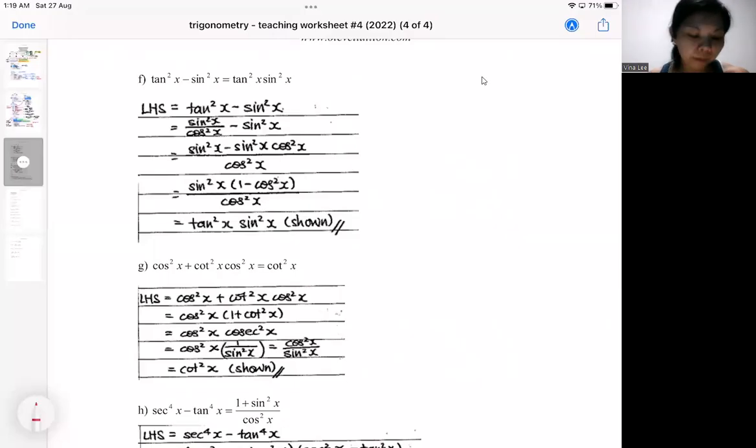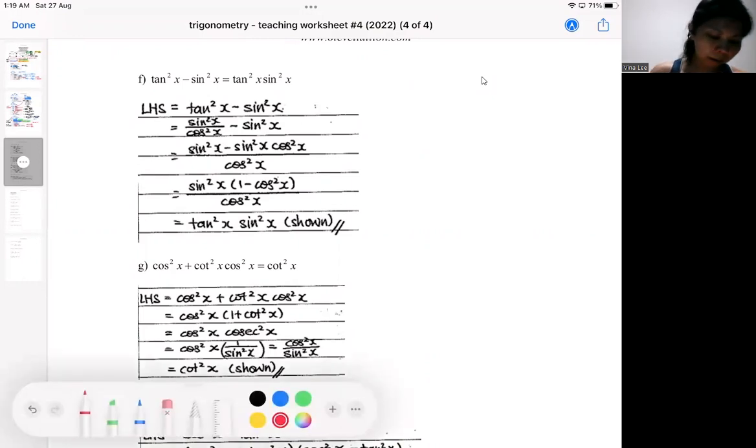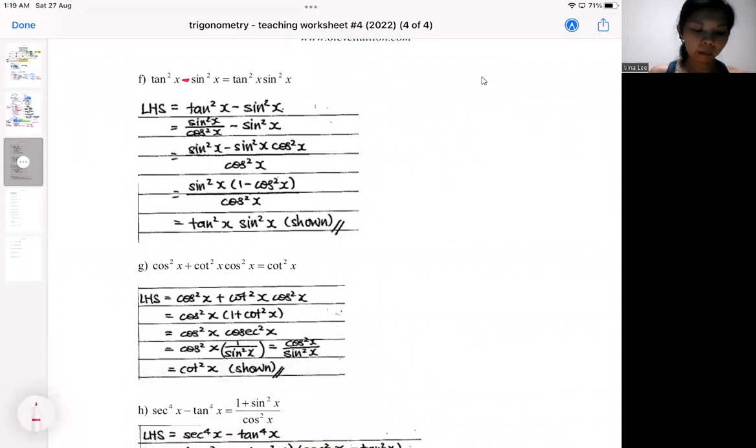Okay, part F is one of the more difficult ones. Some people, when they look at part F, might think that there is an error, because why does a subtraction become a multiplication? Some people even ask me, is this an error? Okay, this is not an error. This one is one of the O-level questions.